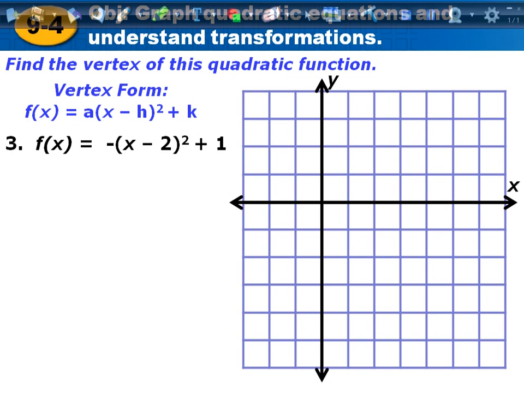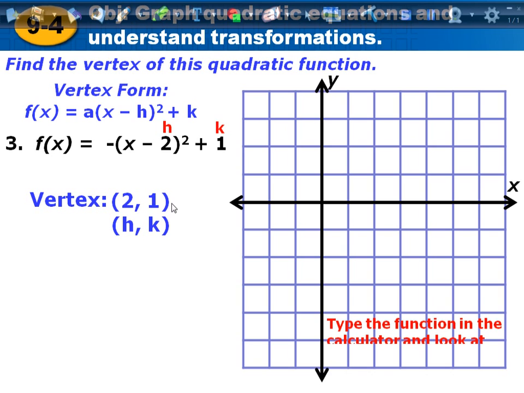All right, number 3, again, all I want you doing is picking out the h and the k. This one is written exactly what it looks. We have x minus h, so h is going to be 2, and then plus k, so k is 1. So our vertex right here is 2, 1. That's our hk. So again, for this question, all you have to have written is this part, and then the vertex.